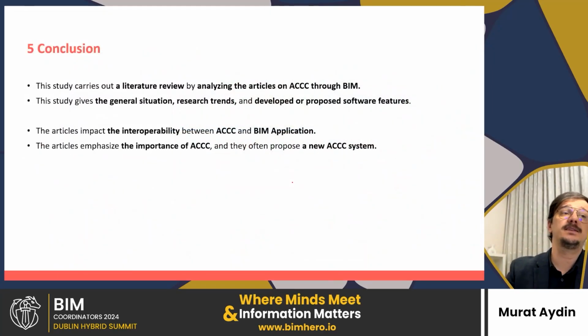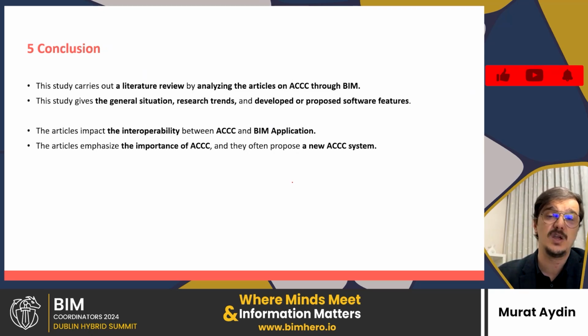And finally, this study carries out a literature review by analyzing the articles on automated code compliance checking through BIM. This study gives the general situations, research trends, and developed or proposed software features. The articles impact the interoperability between automated code compliance checking and BIM application. The articles emphasize the importance of automated code compliance checking, and they often propose a new automated code compliance checking system. The automated code compliance checking system helps to standardize and automate the problems of building regulation compliance checking. On the other hand, emerging BIM technology and automated code compliance checking have become critical issues to evaluate building performance in design and construction.